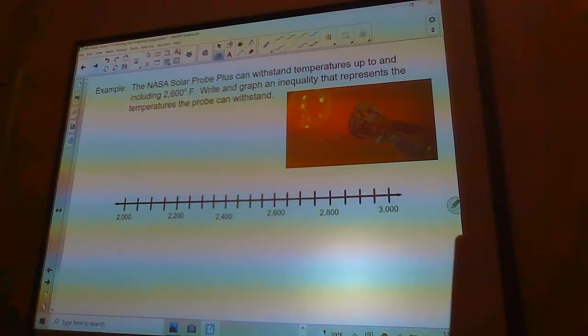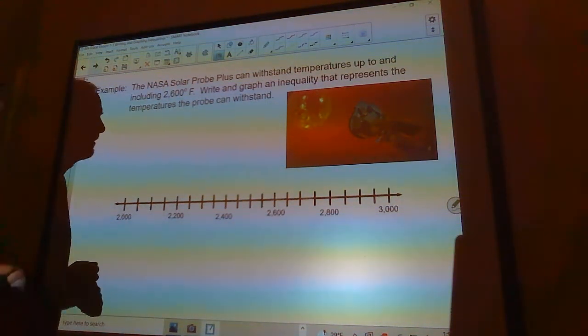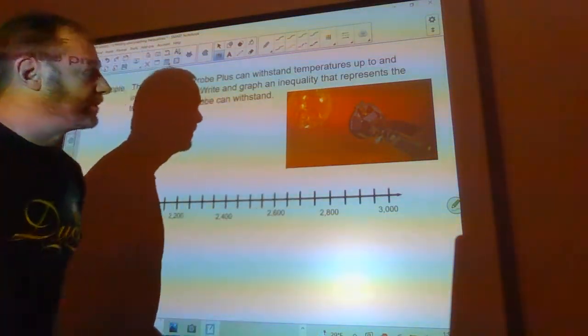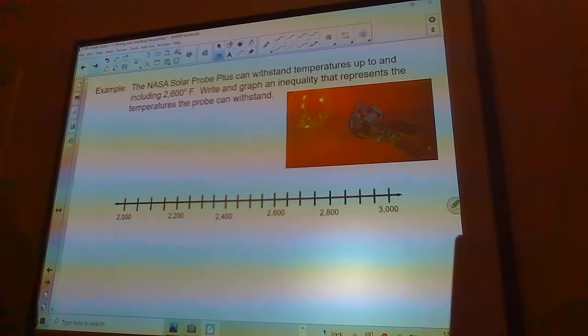Okay, the NASA Solar Probe Plus can withstand temperatures up to and including 2,600 degrees Fahrenheit. Write and graph an inequality that represents the temperatures the probe can withstand. This is an artist rendition of what the probe looks like. They're sending it to the sun, and I just heard the other day it actually touched the surface of the sun before I'm sure it melted.